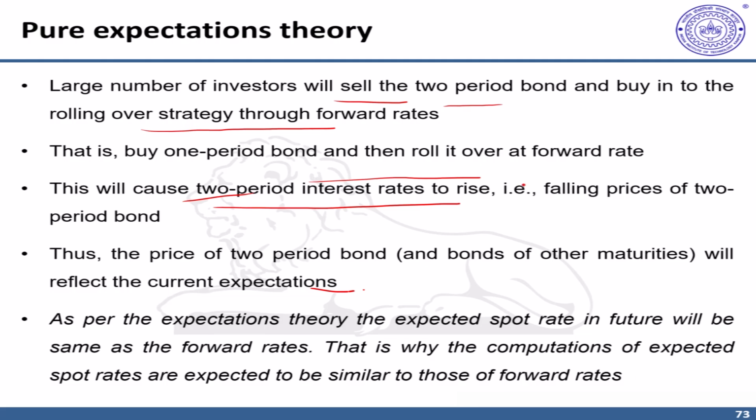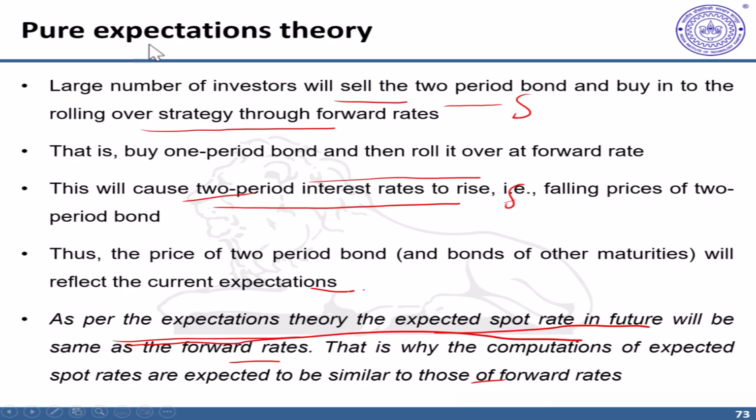So effectively these expectations are captured by the forward rate, and different spot rates have to align well with the forward rates. So according to expectations theory, the expected spot rates in future will be the same as forward rates observed today, and that is why the computations of expected spot rates are expected to be similar to those of forward rates as per this theory.